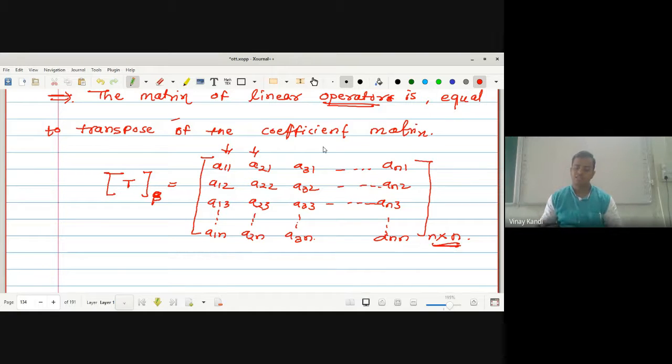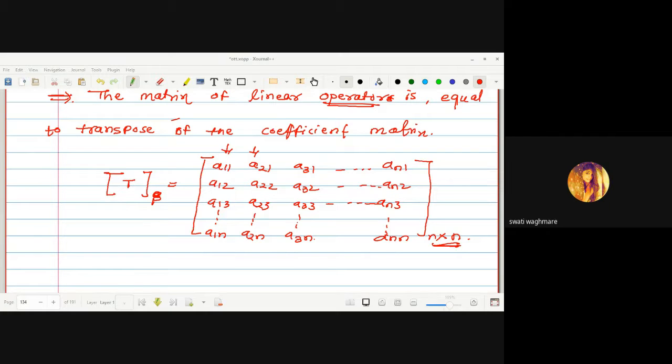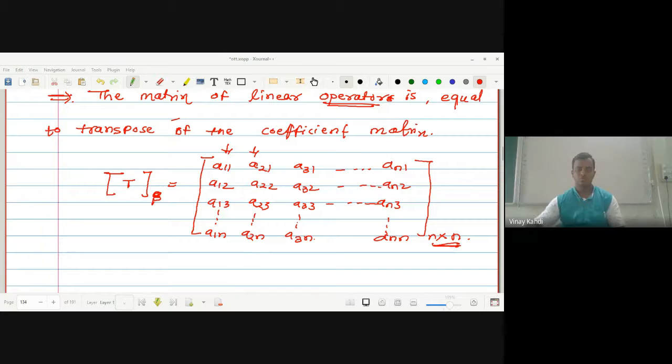Any doubt up to here? Taking an example will make it clearer. Okay, any doubt up to here? Reply something. Hello. No, sir. Okay, so we will move towards the example.